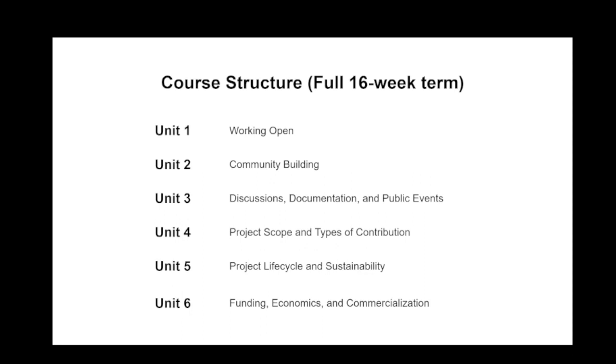Unit 4 involves project scope and types of contribution. So we talk about how to scope a project, how to make it the right size, how to make your objectives the right size to actually complete them. And then going from the side of the community, you want to have different types of contribution that are suitable for people's skill sets and people's interests and people's domain knowledge, so that you can get things done in a timely manner. Unit 5 is project lifecycle and sustainability.